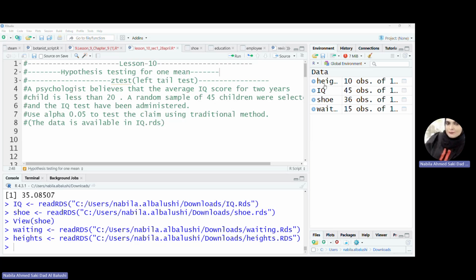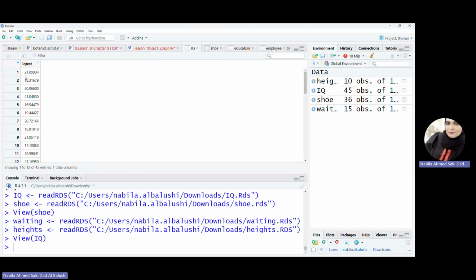We have already downloaded the data. It's there in the environment. We can see that it has 45 observations of one variable. If you click on the data frame, you can see only one column because we have only one variable here. The variable name is IQ test.